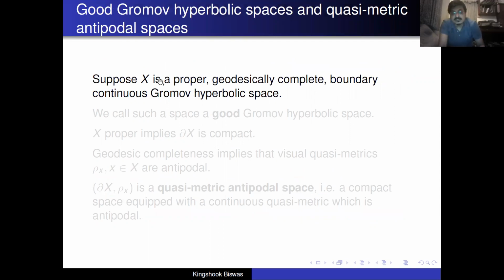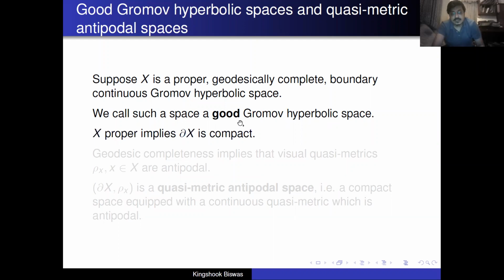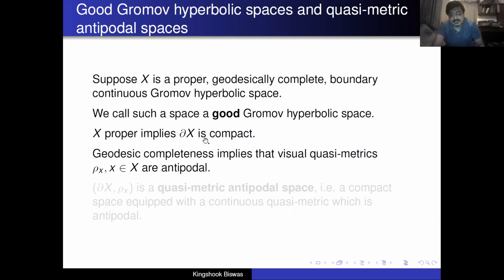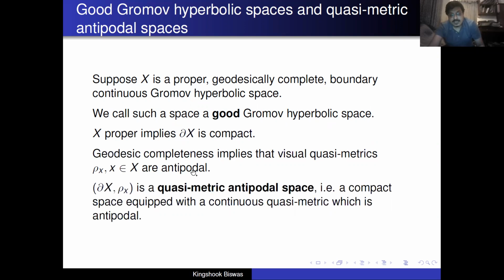So now suppose X is a proper geodesically complete boundary continuous Gromov hyperbolic space. In short, we will call such spaces good Gromov hyperbolic spaces. Then, since X is proper, ∂X is compact. And as we saw earlier, geodesic completeness implies that the visual quasi-metrics, rho x, are all antipodal. And therefore, ∂X equipped with any visual quasi-metric is a quasi-metric antipodal space. So this means a compact space equipped with a continuous quasi-metric which is antipodal.